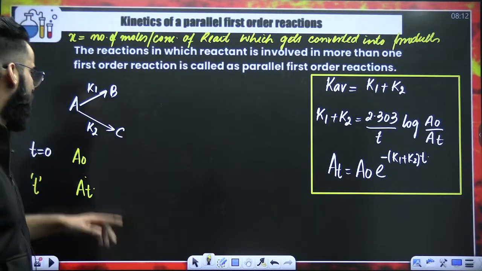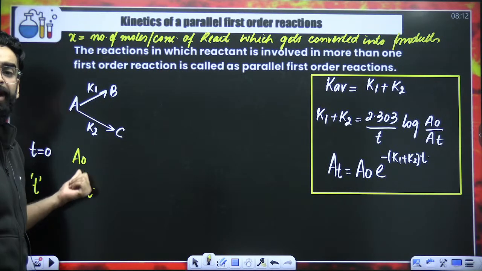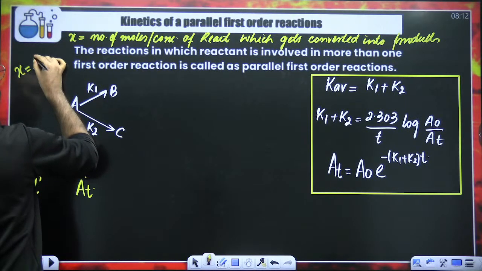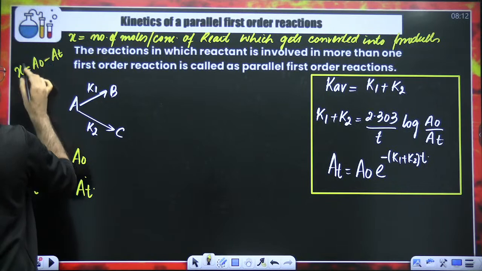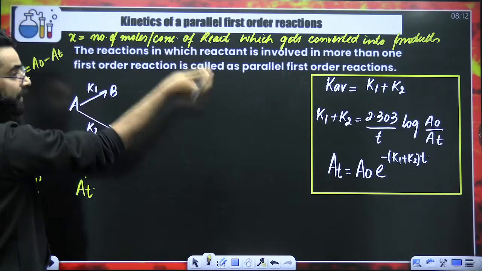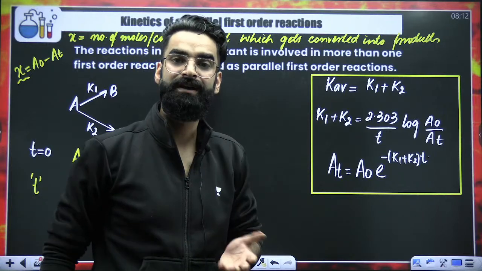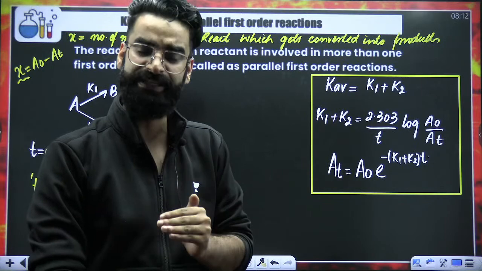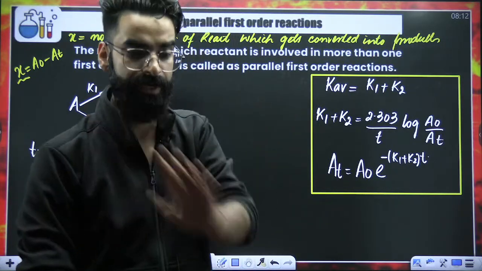Now imagine how many moles you had? A naught. How many are we left with? A t. So A naught minus A t. Can I say A naught minus A t gives me those moles of reactant which got converted into product? That's something which I call x. So x is the moles of reactant which got converted into product. Initially I start with A naught, I'm left with A t, so A naught minus A t gives me those moles of reactant which got converted into product.